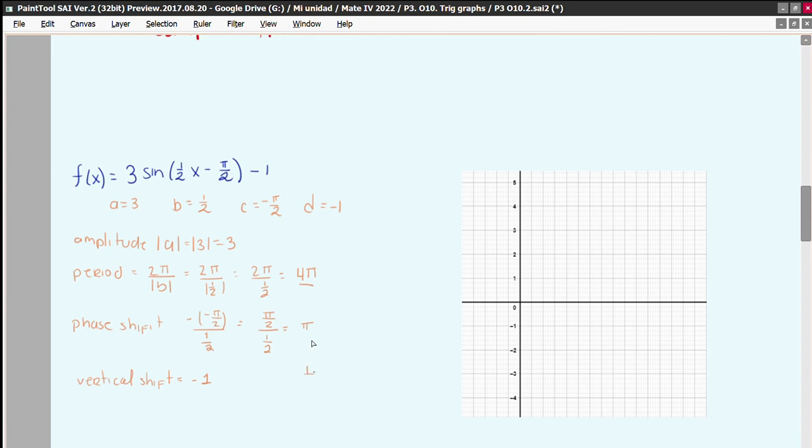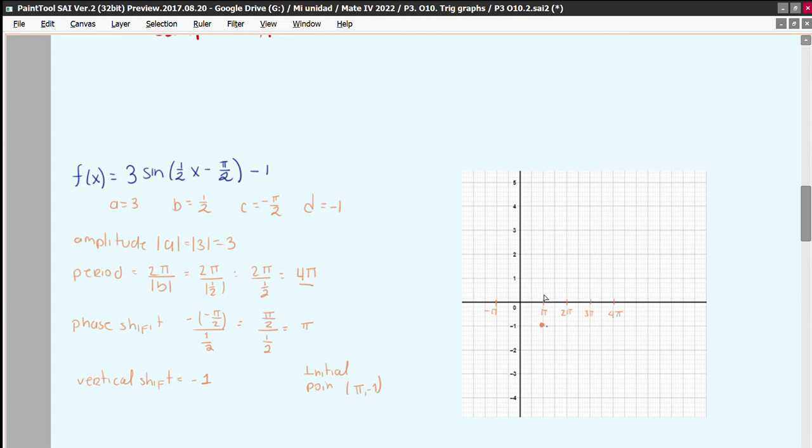From here, I can create my initial point from which I'm going to start graphing. So my initial point is pi, comma, -1. That is phase shift, comma, vertical shift. Okay, so that is where I'm going to start my graph. And I'm going to mark this. So this is minus pi, this is pi, this is 2 pi, 3 pi, 4 pi. Okay? So I'm going to start in pi. Pi, comma, -1. Here's my starting point.